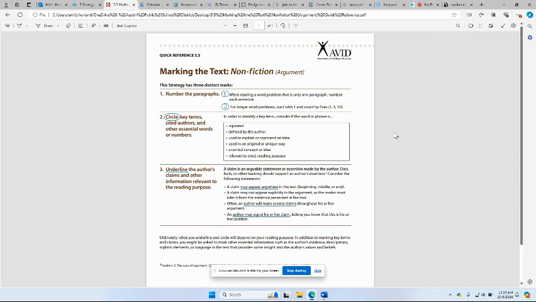As an English teacher, I will tell you this is incredibly helpful when students are needing to cite sources, document quotes from the text, all those different pieces, or finding different examples in the text. It will be very helpful to you if you have them numbered. Second thing is circle the key terms, cited authors, and other essential words. So if you look there, it says in order to identify a key term, consider if the word or phrase is repeated. If you're hearing something over and over, there's a reason for that.